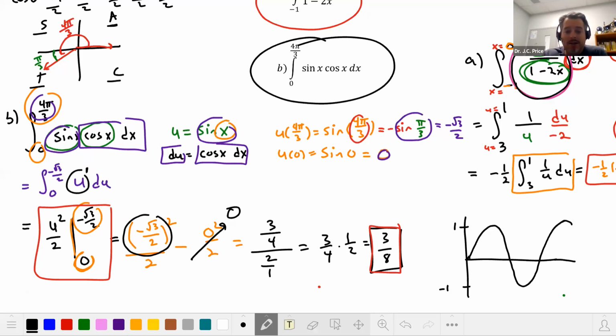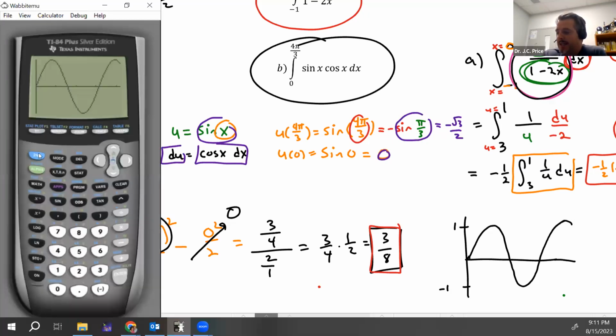And then I'm going to see what the integral is. So I hit second trace. I'm going to go down to number 7, which is the definite integral. And I'm going to type in 0, enter, and then the upper limit was 4 pi divided by 3, hit enter. And it found it. I will tell you that sometimes the calculator rounds funny from window to window. So if it goes to an error, I usually tell you guys to make your window a little bit bigger because it's rounding in a weird way in different windows.